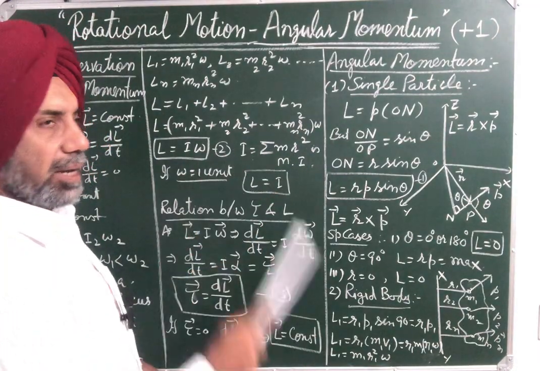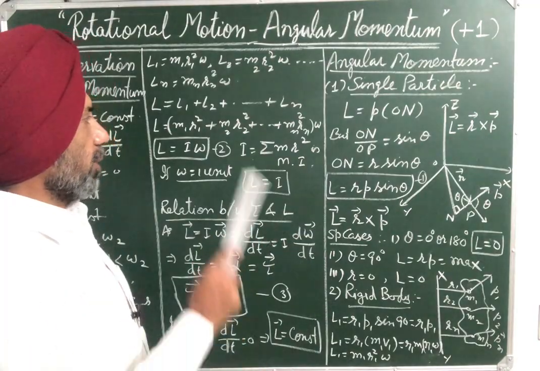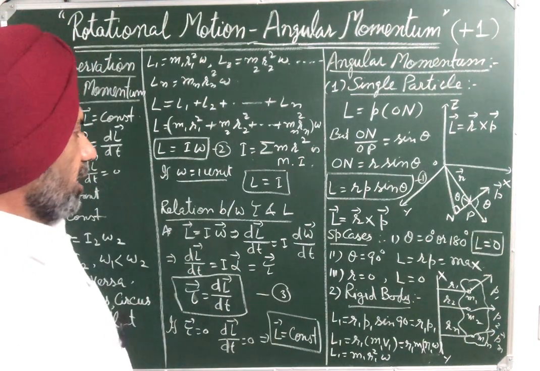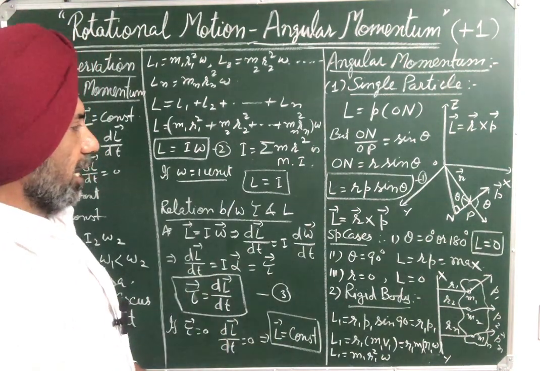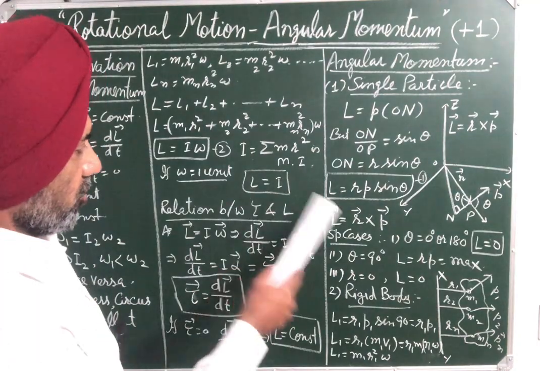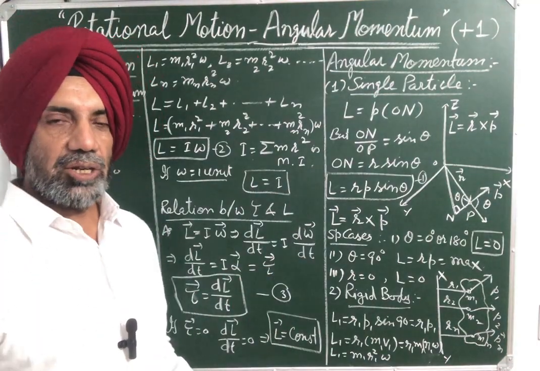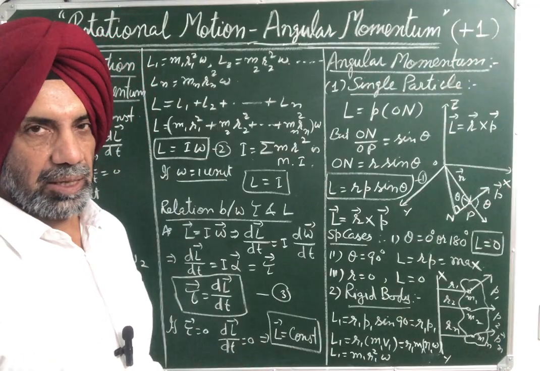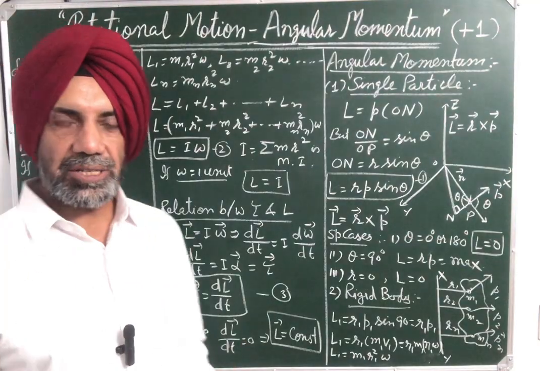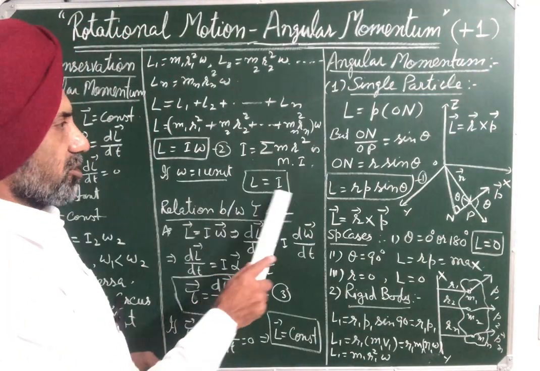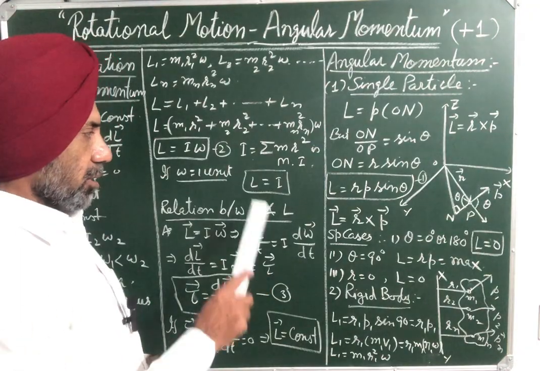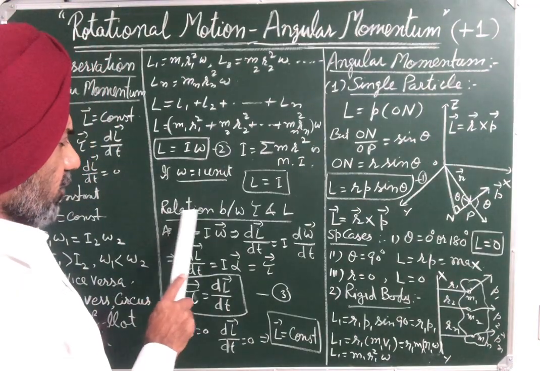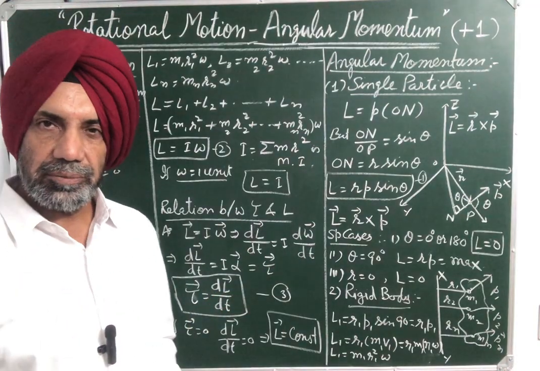And again L = I omega, where I = summation m r², or m1 r1² + m2 r2² + so on + mn rn², is called the moment of inertia of a rigid body, and if omega is equal to 1 unit, L = I. So from this equation we can also define moment of inertia as the angular momentum required to produce unit angular velocity. So there are so many definitions of moment of inertia. So we can find the relation between torque and angular momentum also.